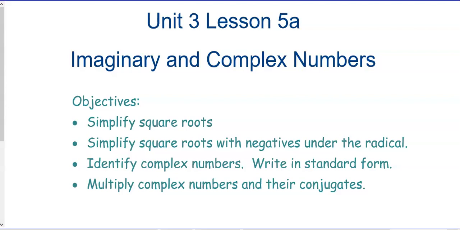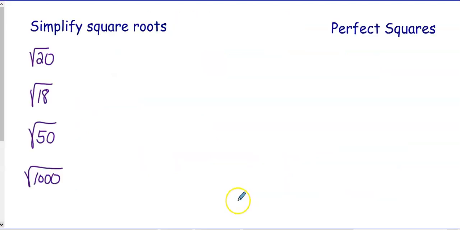So you can see the objectives here. Simplify square roots with negatives, complex numbers, and complex numbers and their conjugates. And we're going to multiply those. And you might not know what that word is, but you'll learn that during this lesson. As we go through this lesson, you're going to want to just write what I write. So you can always pause your video and copy everything you see on the page, or you can just follow along with me and write as we go.